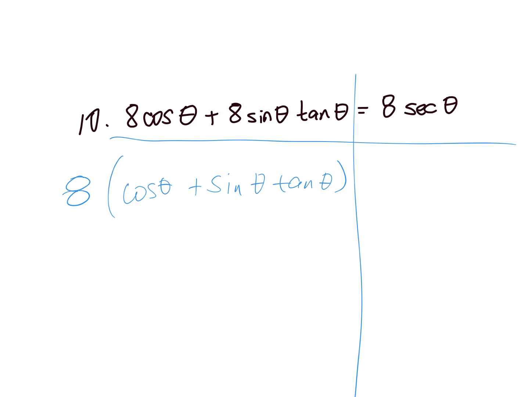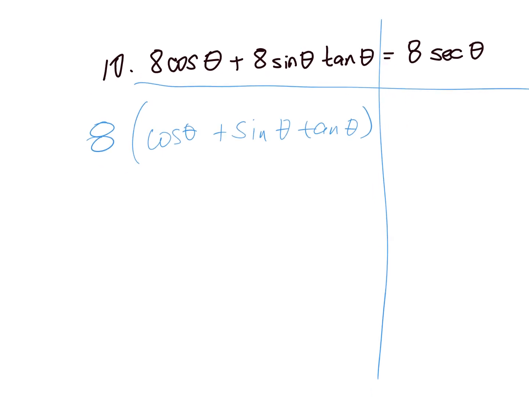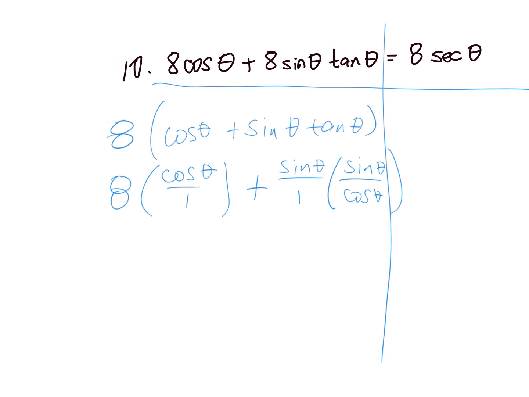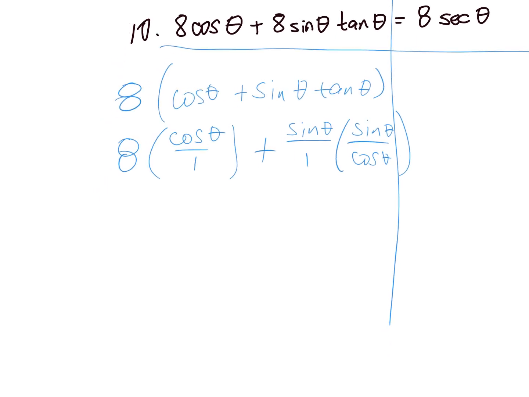All right, nothing squared. We don't have anything attached to a plus or minus 1, so let's just change everything to sines and cosines. So I still have my 8. I have cosine theta over 1 plus sine theta over 1 times sine over what? Okay. Everybody with me? So let's just simplify it a little bit. I have cosine still over 1 plus what? Sine squared over cosine. Do I have two fractions that I'm adding together that seem to have different denominators?